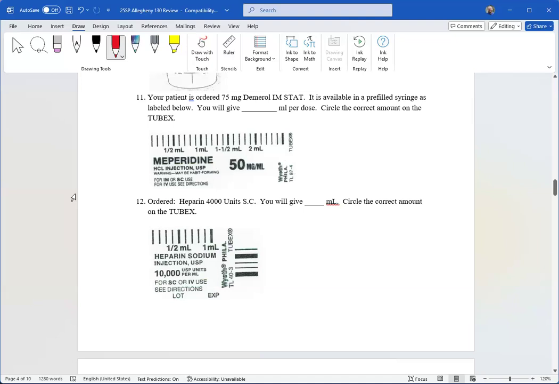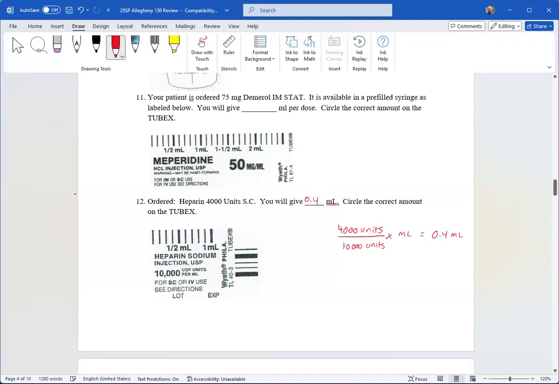So with these, I'll do 11 and 12, but I'll do 12 first. When we're doing these questions here, they ask you to do an extra thing where they tell you to circle or mark the tubex. So they may not tell you to circle it, might tell you to mark it. I'm going to show you how I would mark it, just to clearly indicate. So for number 12, I'm going to take my order, 4,000 units, over my available, 10,000 units, times my quantity, which is milliliters. And I'm going to get 0.4 ml. You don't have to write it here. I just did.